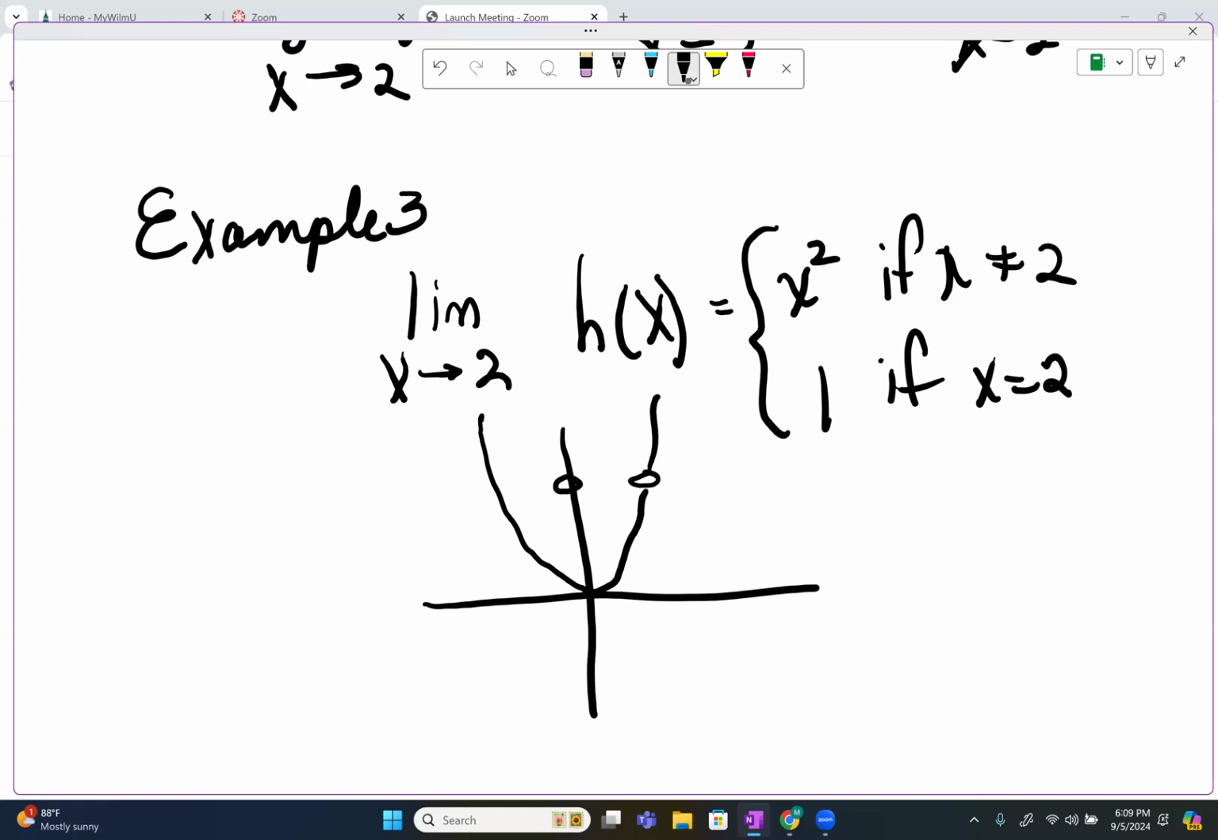So if we consider this, in a sense, a hole, in this case you would have a point. Let's say this is 1, and let's say this is the point where x is 2. At this point, we would have (2, 1) as a value. Does that make sense? Yes. Okay. All right. So let's take a look at example 4.